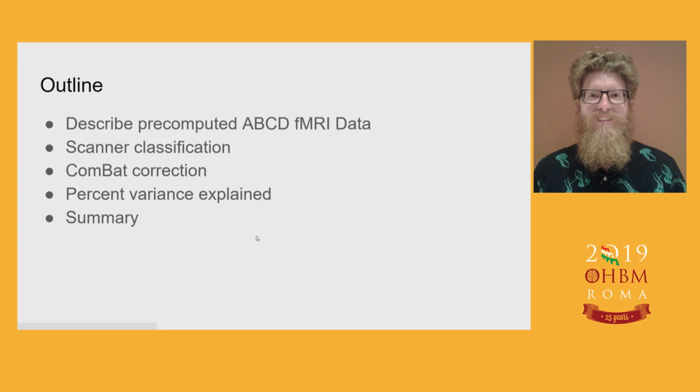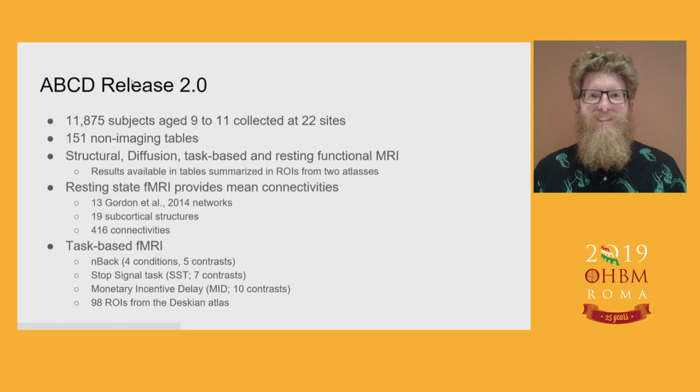So what I'm going to do is describe the data that we used, look at the scanner classification, describe an approach that we tried to eliminate that scanner variance called COMBAT. It comes from the microarrays in genetics. It stands for combining batches. So it sounds very warlike, but it's not. It's just a geneticist being funny. And then we'll look at some other ways of measuring the percent variance explained with this data, and I'll summarize the results for you.